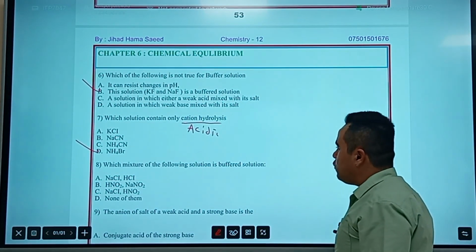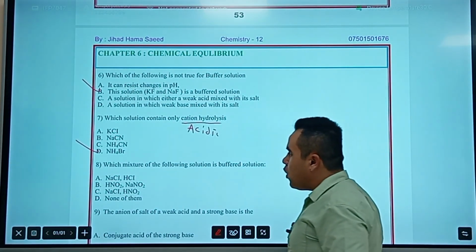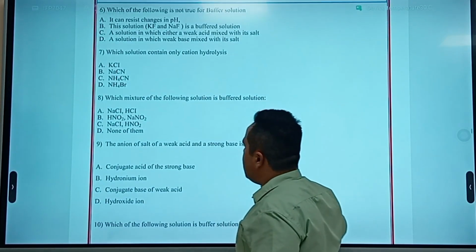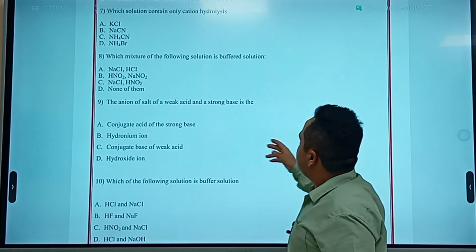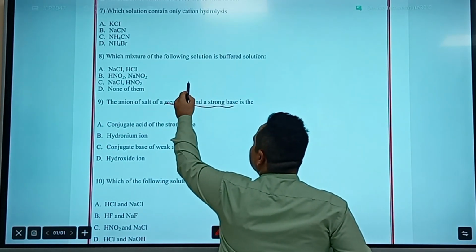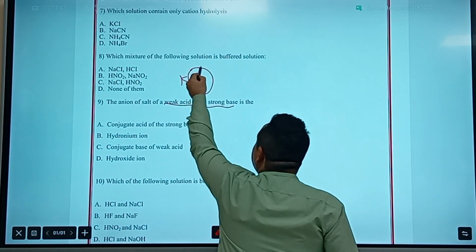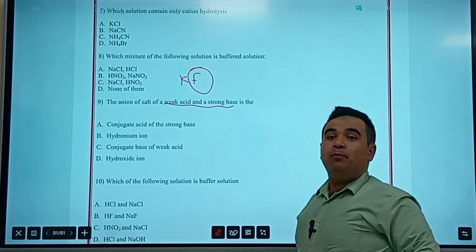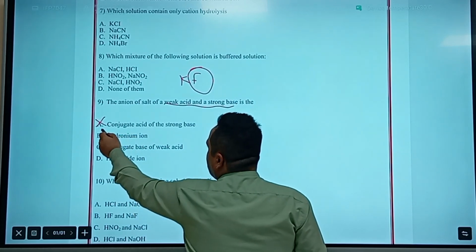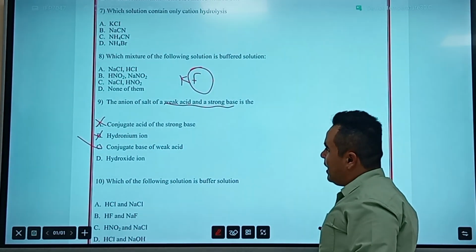Which mixture of the following solutions is a buffer solution? Here choose the weak acid or weak base with their salts only. B is the correct answer, HNO2 plus NaNO2. The anion of a salt of a weak acid and a strong base: strong base KOH, weak acid KF. Anion of this is a strong conjugate base of a conjugate acid? No. Hydronium ion? No. Conjugate base of a weak acid? Yes, it is a conjugate base of a weak acid.